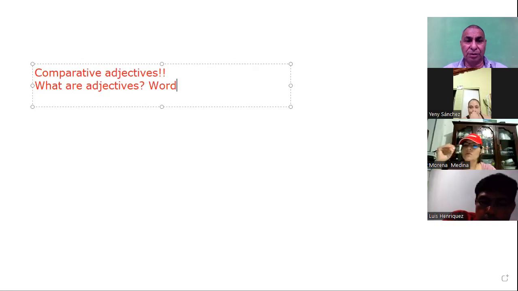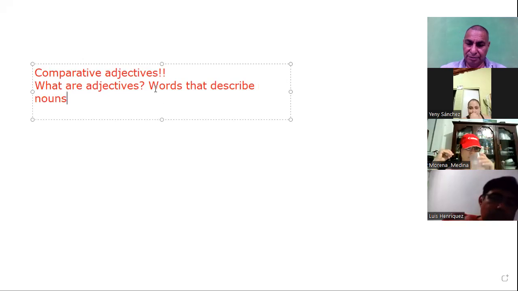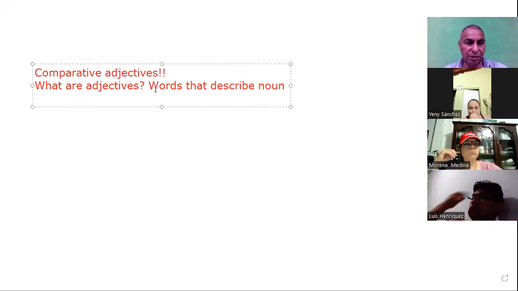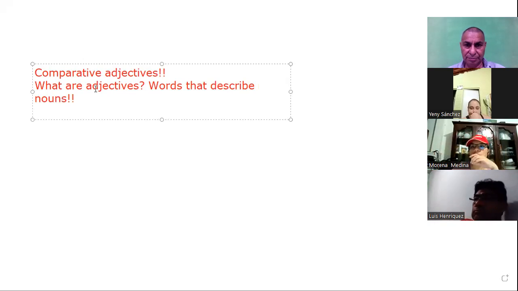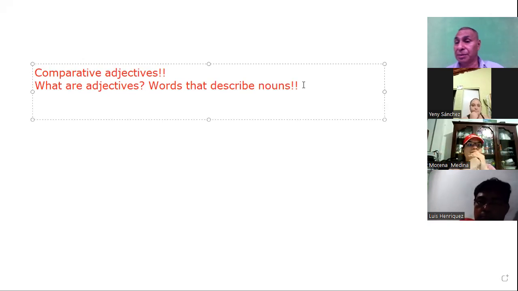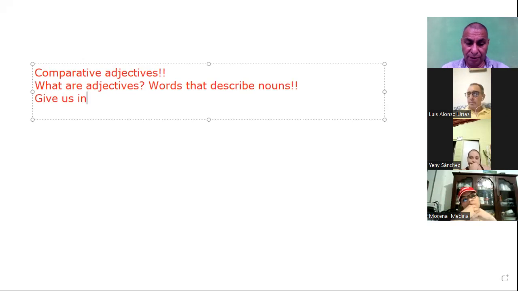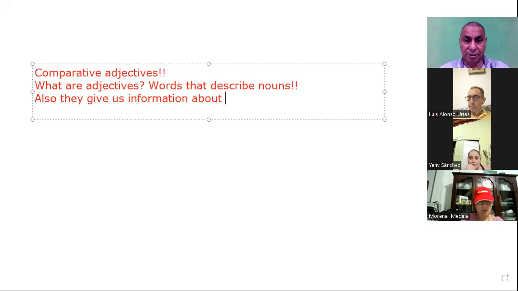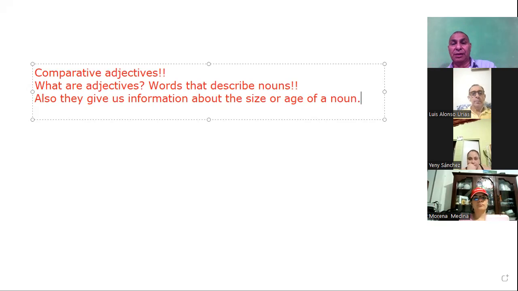Okay. So we can say that those are words that describe nouns, yes? But not only that, also those words give us information. They give us information about the size or age of a noun.